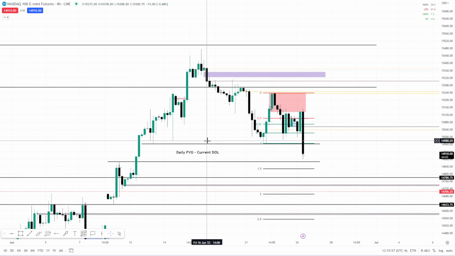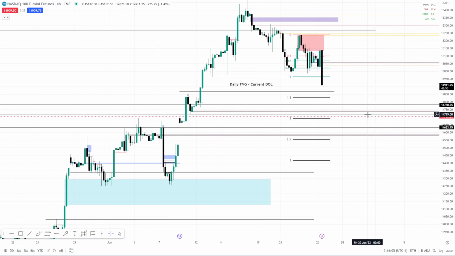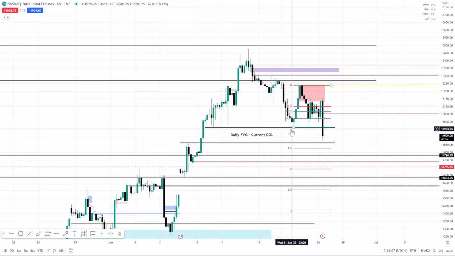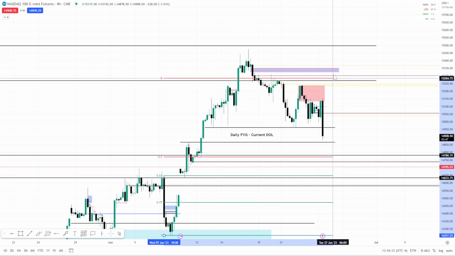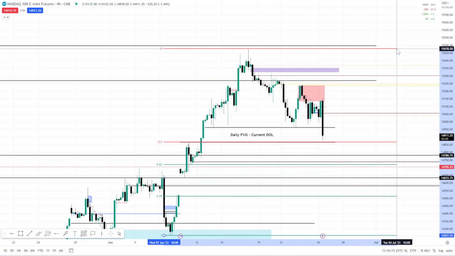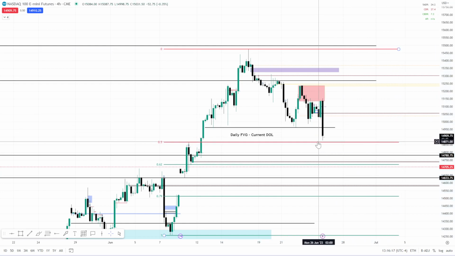So if we're continuing with our bias that we've hit this kind of major point of interest, here is, okay, we still haven't gotten down below equilibrium. Okay, so we have a 4 hour fair value gap that we just touched and showed a little reaction to.